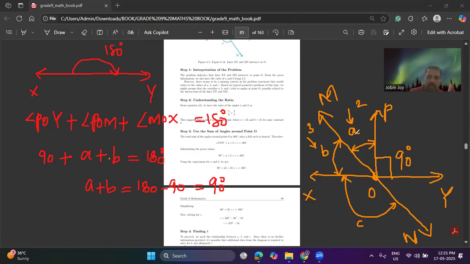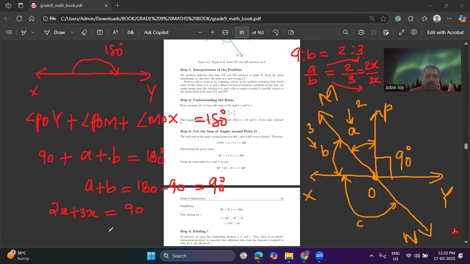So it is given that A by B, that means A is to B, is equal to 2 is to 3, right? So I can write A by B is equal to 2 by 3. It is a ratio, so I can write this as 2x by 3x. That means A equal to 2x, B equal to 3x. So this equation will be 2x plus 3x equal to 90. So 5x equal to 90. So x is equal to 90 by 5. Okay, so the value will be 18 degree. So x equal to 18.